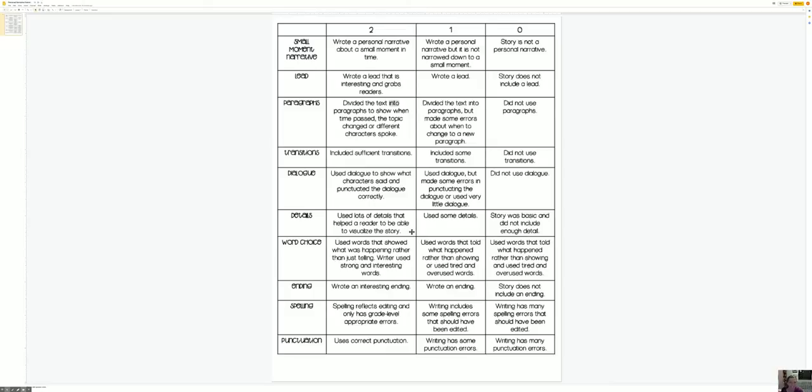Details, you use lots of detail that help the reader be able to visualize the story. You put a picture in my mind. 1 if you use some details, and 0 if the story was pretty boring, didn't really tell me very much, okay? Word choice is if you used words that showed what was happening.